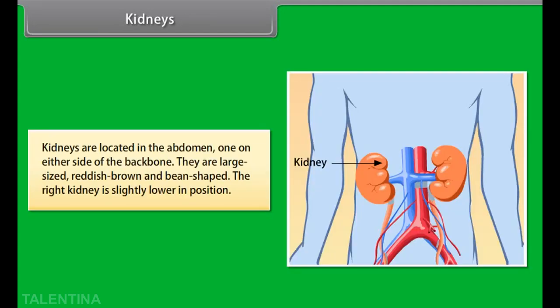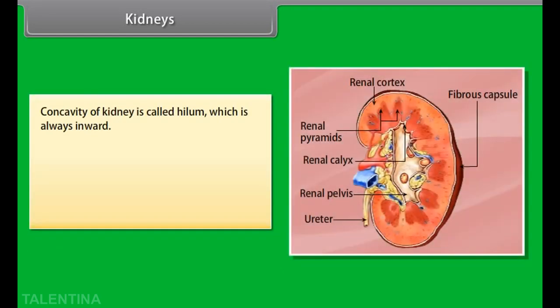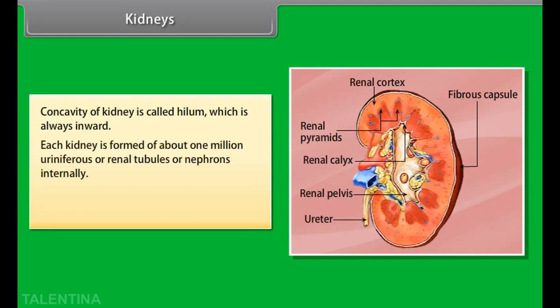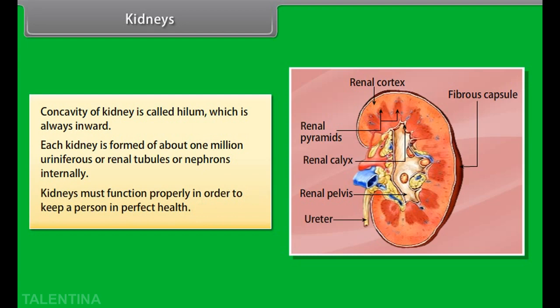Kidneys. Kidneys are located in the abdomen, one on either side of the backbone. They are large-sized, reddish-brown, and bean-shaped. The right kidney is slightly lower in position. The concavity of the kidney is called the hilum, which is always inward. Each kidney is formed of about 1 million uriniferous or renal tubules, or nephrons, internally. Kidneys must function properly in order to keep a person in perfect health.